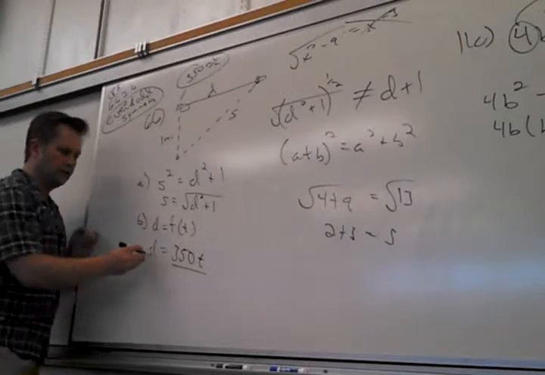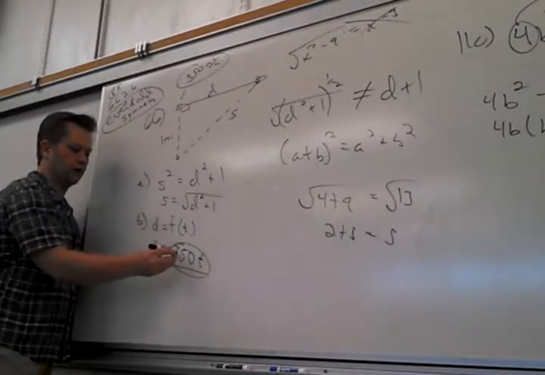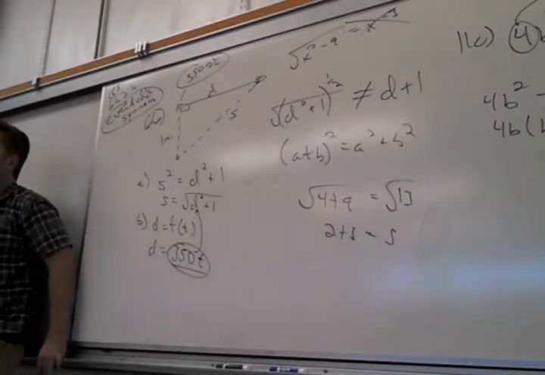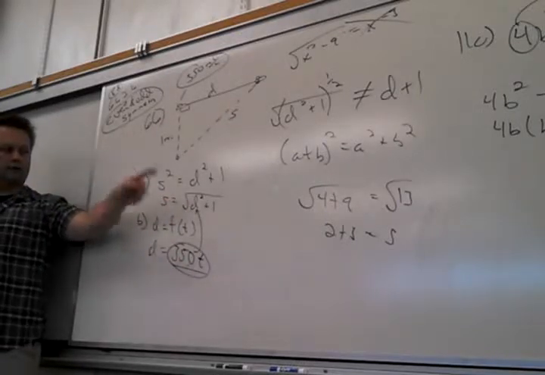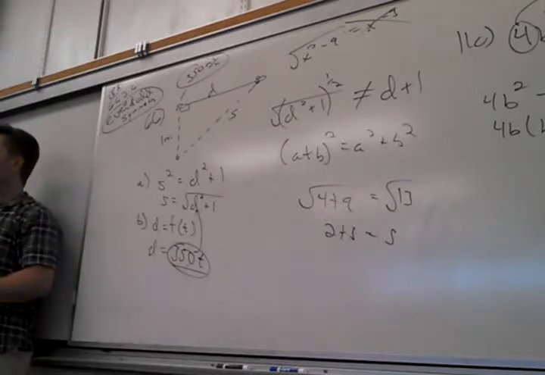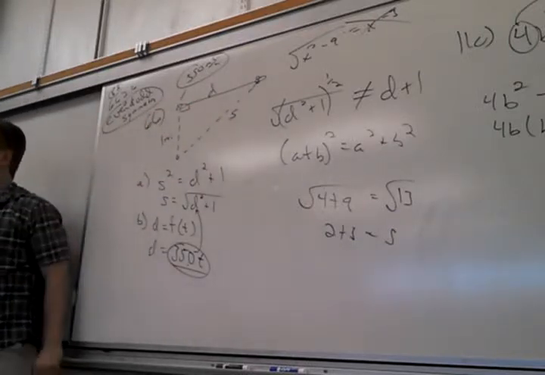Beautiful. So I know that D is 350T, and I know that S is the square root of D squared plus 1, so what can I do with this? Plug it in. That's what composition means. Plug one function into the other. If I replace D with this, now S will be a function of T. There you go. So I'll know what this distance is, and I know how far my missile has to travel, so I can blow them up.